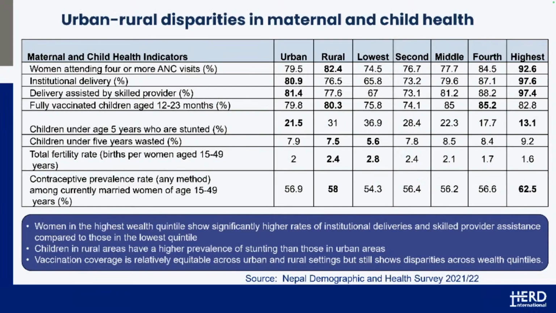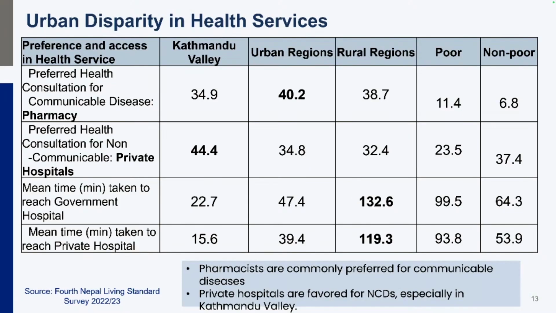We can see better outcomes in some of the indicators in the rural areas. 82.4% of the rural women attend 4 or more ANC visits compared to 79.5% in the urban areas, and 80.3% of the rural children aged 12 to 23 months are fully vaccinated compared to 79.8% in the urban areas. Across wealth quintiles, we can see that the highest wealth quintile has the best outcomes with 92.6% attending ANC visits. Stunting in children under 5 is higher in rural areas at 31%. We can see that in Kathmandu Valley, 34.9% prefer pharmacy for communicable disease compared to 40.2% in the urban settlements. For NCDs, private hospitals are highly favored in Kathmandu Valley.